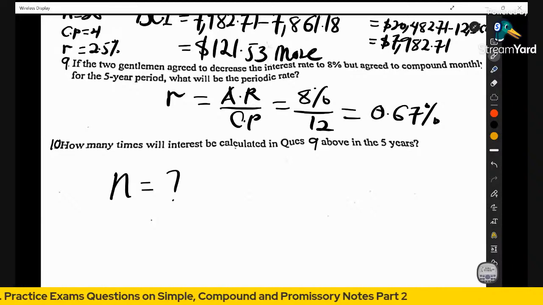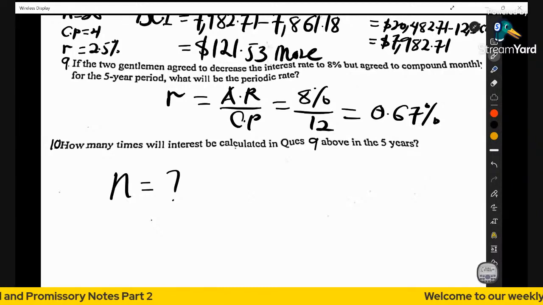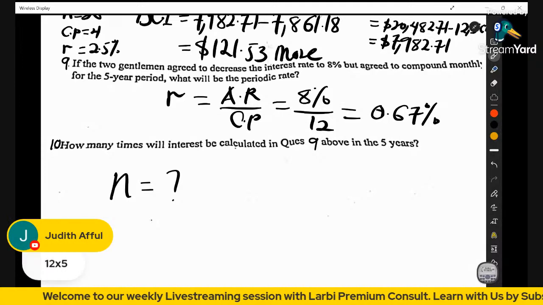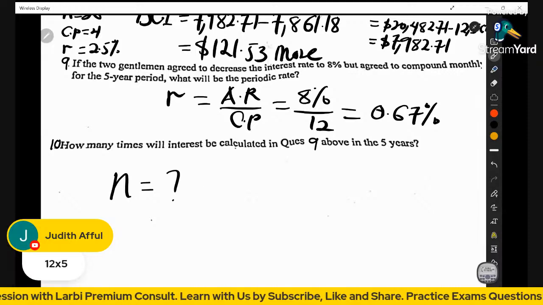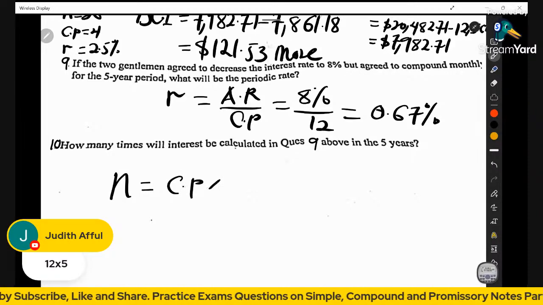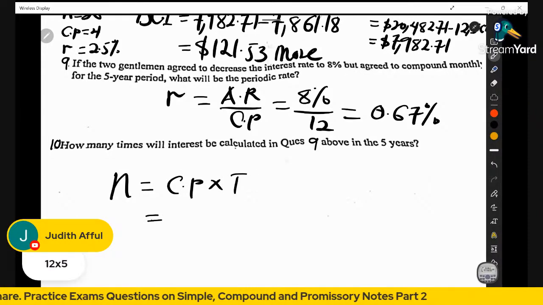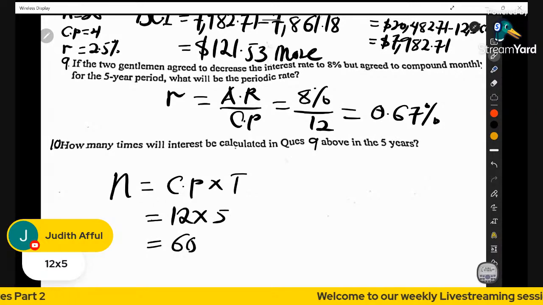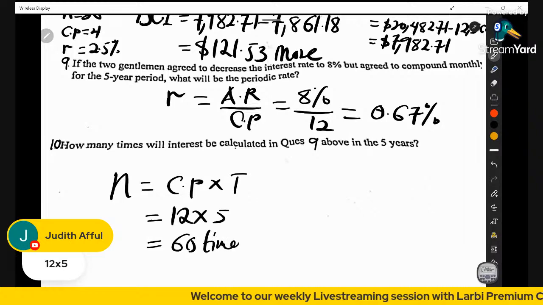Okay, time up. Let's see who guessed that. You said 12 times 5. Judith, you said 12 times 5. So what is 12 times 5? Here, our N should be equal to the compounding period multiplied by T. The compounding period was monthly, so 12 multiplied by 5 years, which is the time. So we are getting 60 times.